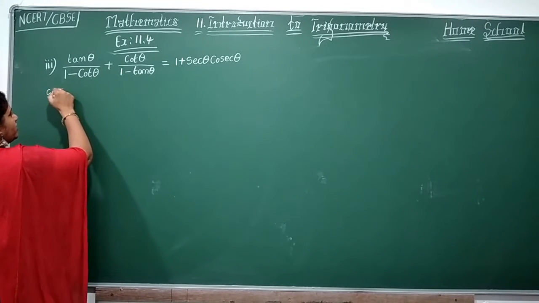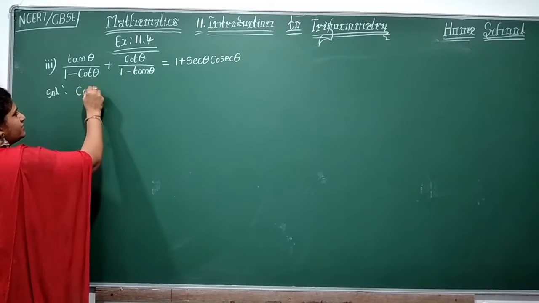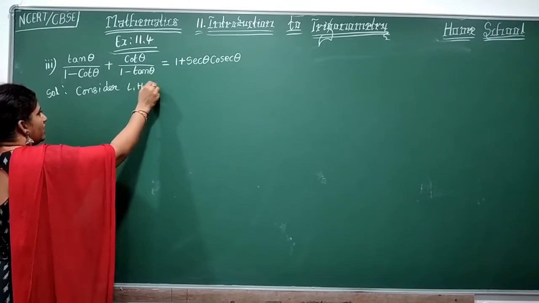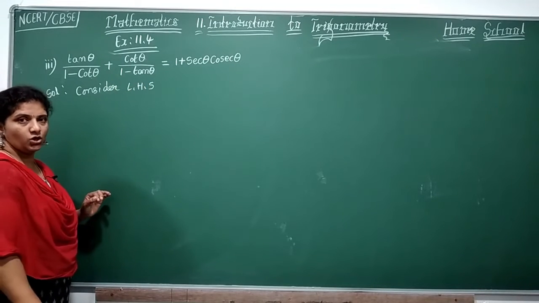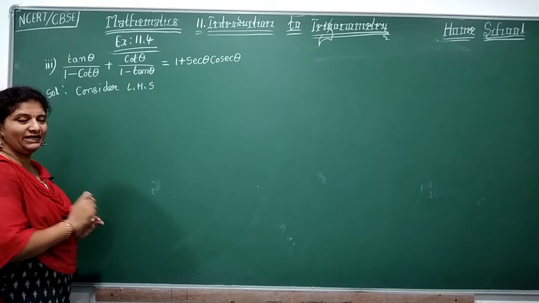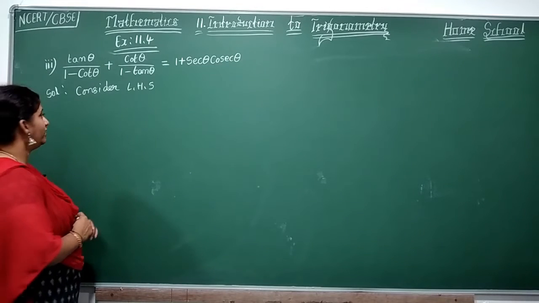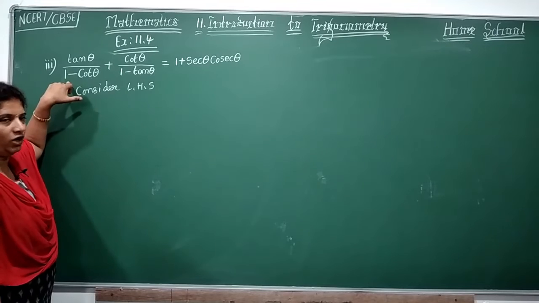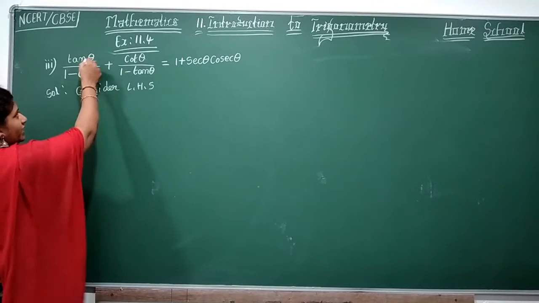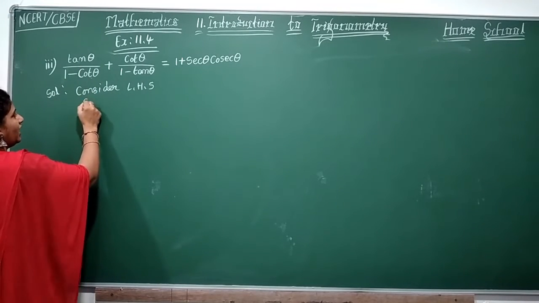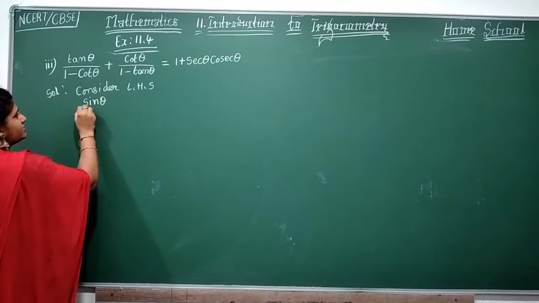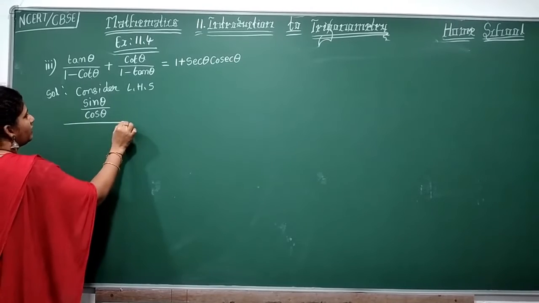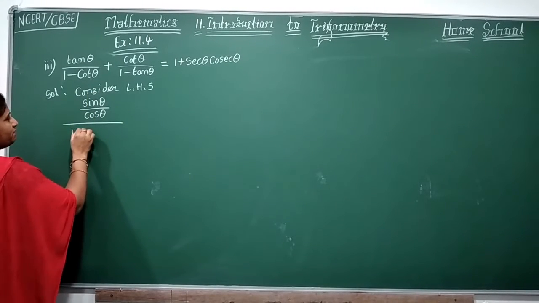How do you start your solution here? Consider the left hand side, LHS part. So in this problem you have a hint in it. What is the hint here? Use this problem using sin theta and cos theta. So what is tan theta here? Tan theta is sin theta by cos theta. Directly I am writing here in this LHS part.